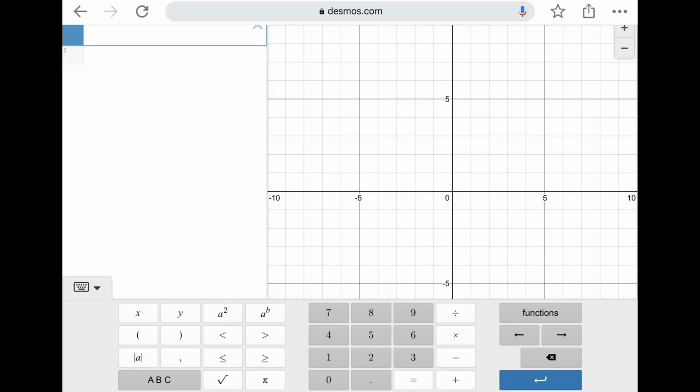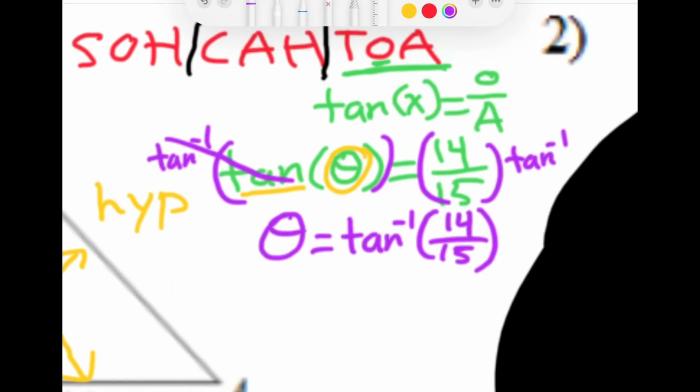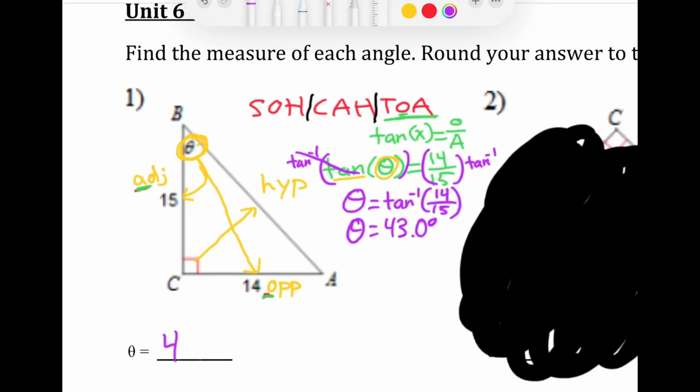Okay, so what we want to put in our calculator is inverse tangent. So go to functions. Inverse tangent is right there. And we've got 14 over 15, or 14 divided by 15. So we get 43.025, so on and so forth. We're told in our packet to round to the nearest tenth. So we got 43.0 degrees. And that is our answer.